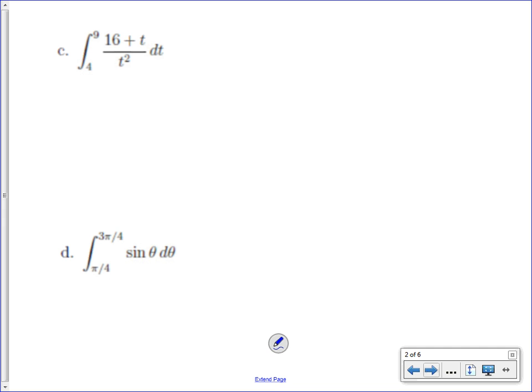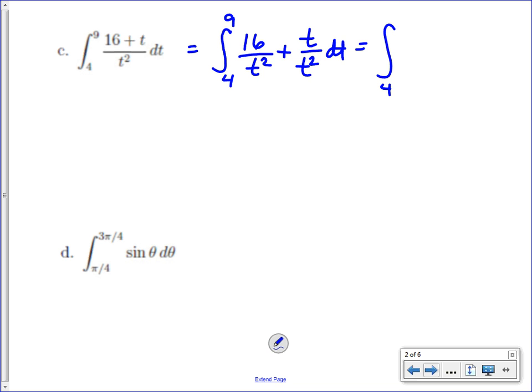Okay, in this example, I wanted to remind you of the fact that there is no product rule or quotient rule for antiderivatives. So if you're ever faced with a product or a quotient, you just have to multiply or divide first. So in our next example, we're just going to have to do the division first, okay? So this will become the definite integral from 4 to 9 of 16 divided by t squared plus t divided by t squared. Okay, so that'll simplify to 16 over t squared plus 1 over t.